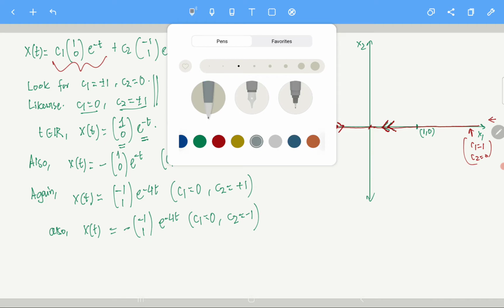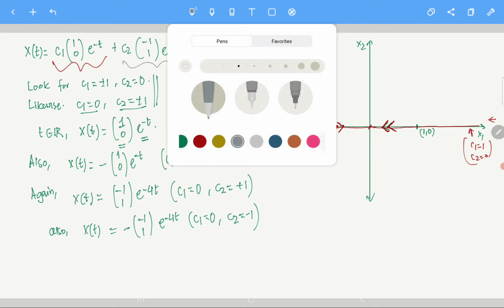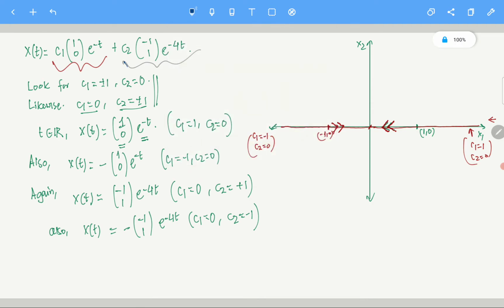This color is better. Okay, this color is not very visible. One second, maybe I can use the pink one. Pink is fine. So this I am going to use with the e power minus 4t.